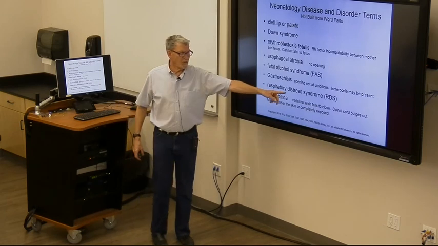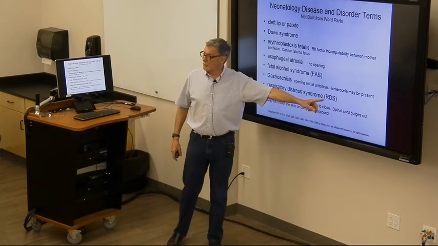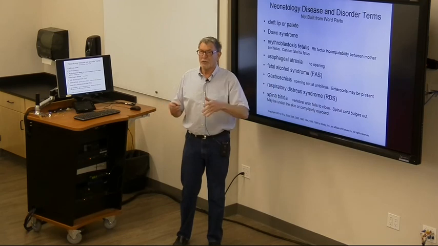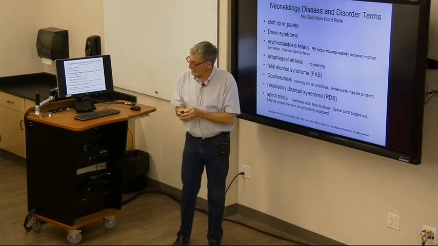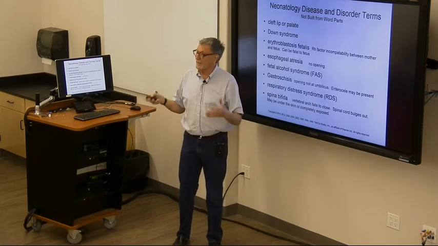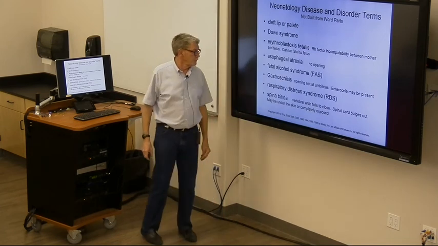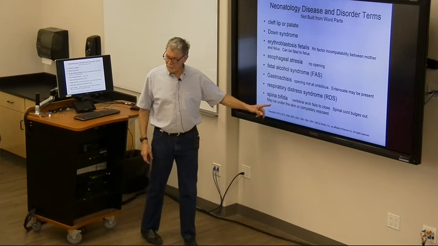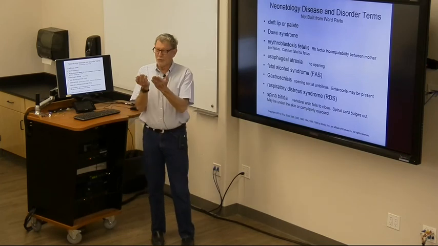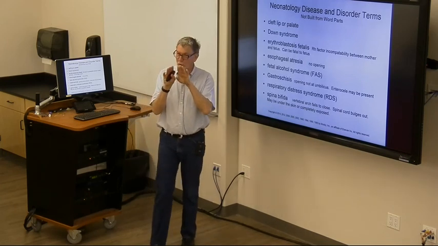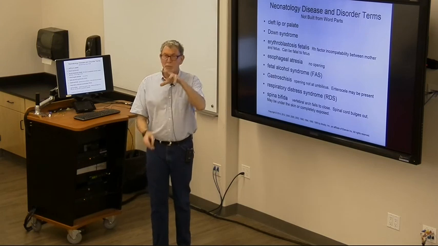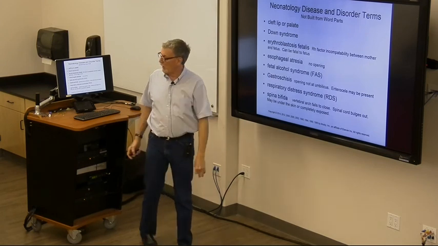Respiratory distress syndrome, especially in preemies, because their lungs don't make pulmonary surfactant yet, so they can't inhale, and they have to be put on a respirator of some kind. Spina bifida, this is where the neural tube that encloses your spinal cord didn't close all the way, and part of your spinal cord is outside the body when you're born.